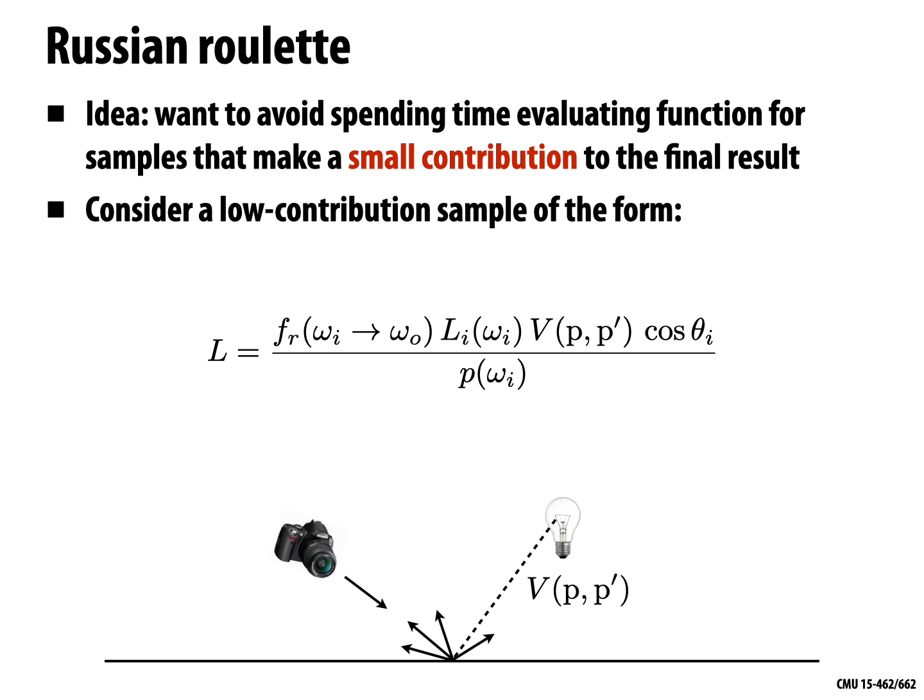So the other idea with Russian roulette is that we want to avoid spending time evaluating the function for samples that make a small contribution to the final result. Most of the time, we're just getting a little bit brighter. It's not really helping our image. Okay? So let's consider a low contribution sample that looks like this. It looks like our scattering function times the radiance times the visibility term times the cosine term divided by the probability. What's Russian roulette going to do?